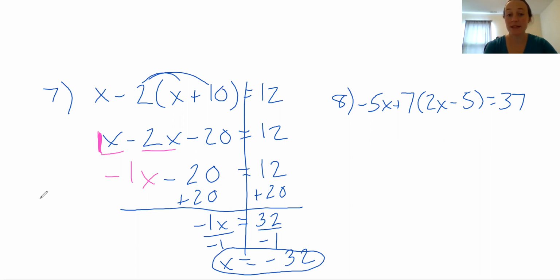If you didn't, things to be careful of. This is a negative 2 getting distributed. So I'm sure you wrote it as negative 2x. Did you remember to write it as negative 20x? Because negative 2 times a positive 10 is going to be a negative. Small details that we need to be careful of. If 7 looks good on your paper, then let's talk about 8.